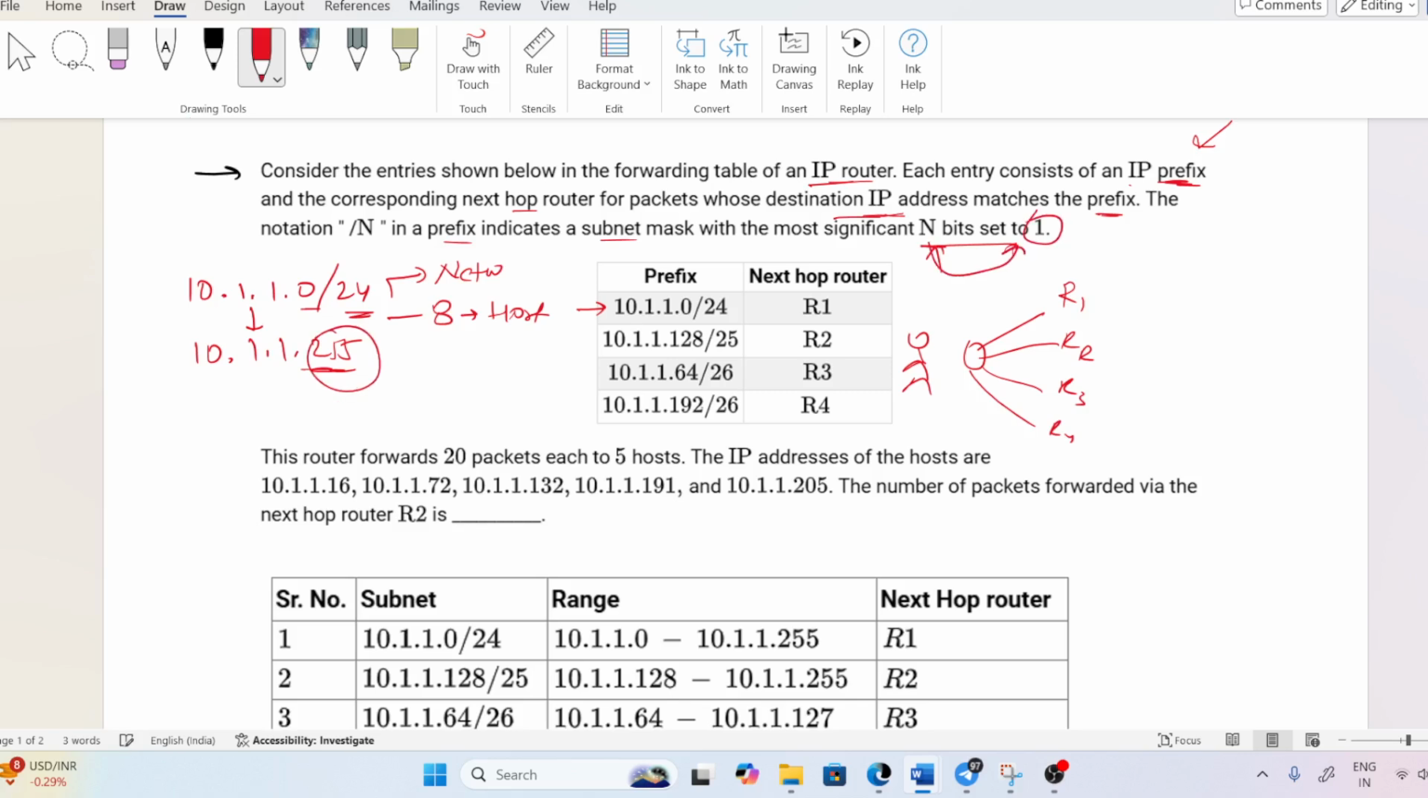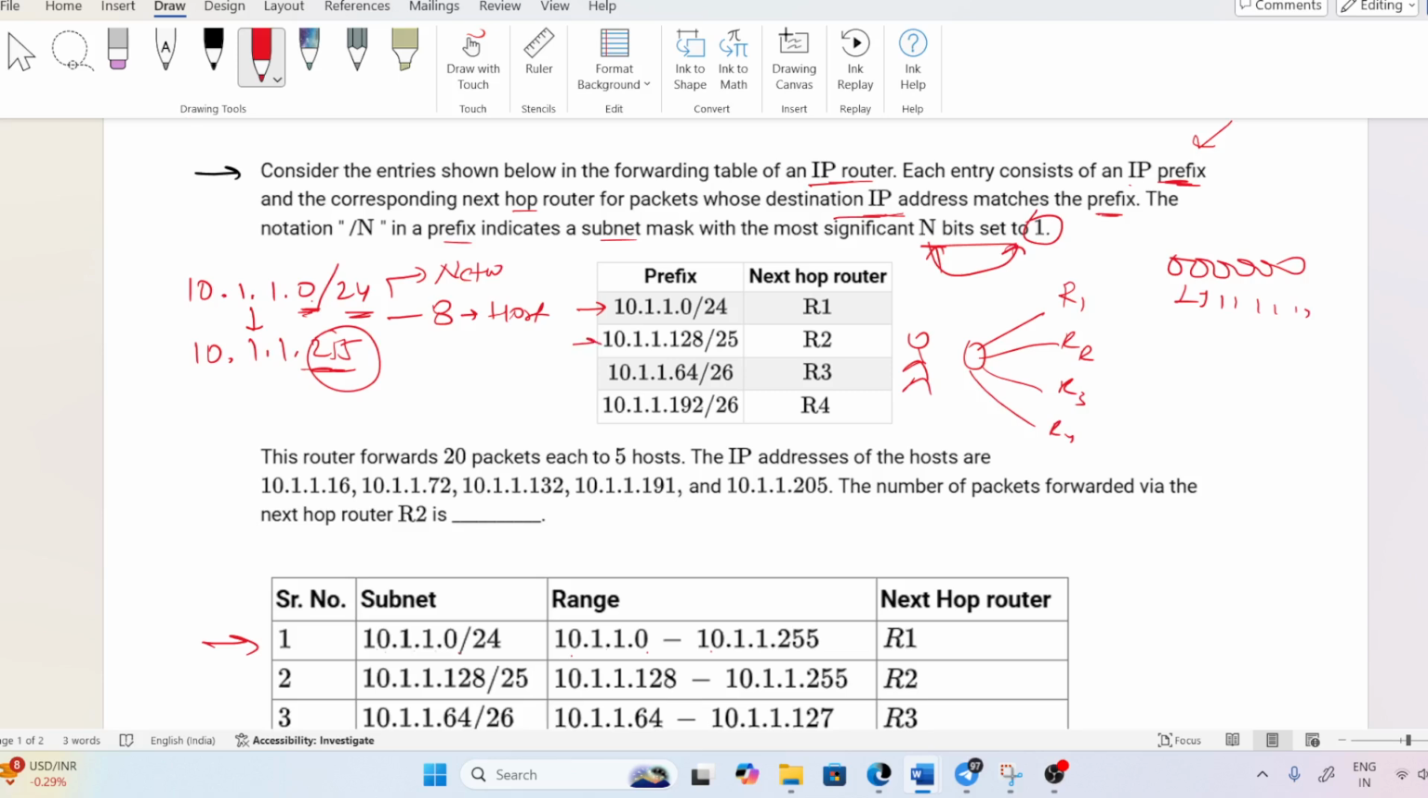Whatever bits we have on the left, the host bits here are 0000, and we can set them to 11111111. So it has a range: for 10.1.1.0/24 the range is 10.1.1.0 to 10.1.1.255. This is my R1.